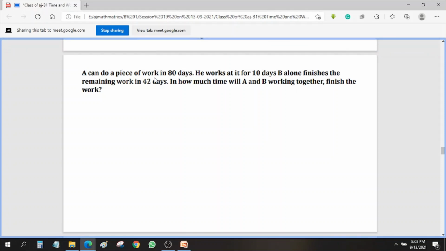So here A can do the work in 80 days, which means 1 day's work of A is 1 by 80. Now if 1 day's work is 1 by 80, then he did it for 10 days. So 10 days' work is what? 10 by 80, which is 1 by 8. This work is completed.